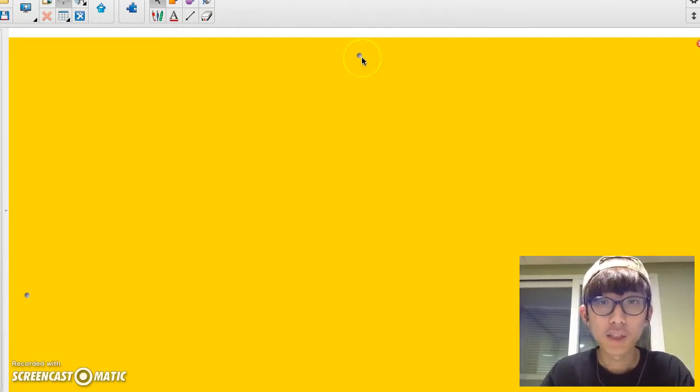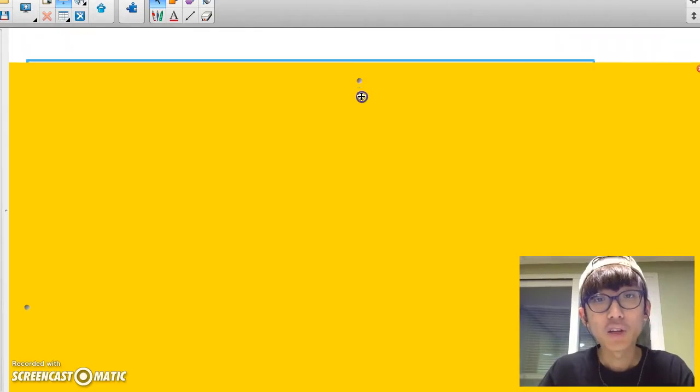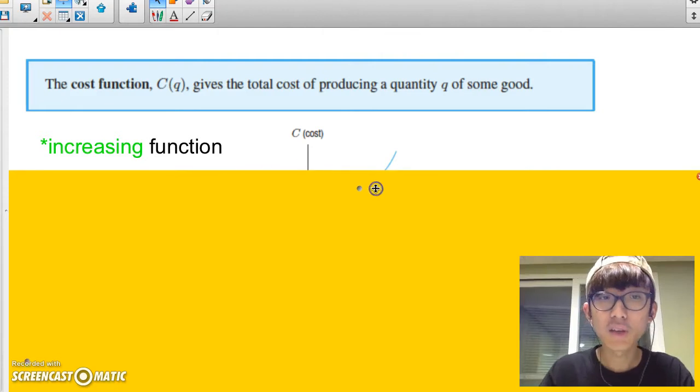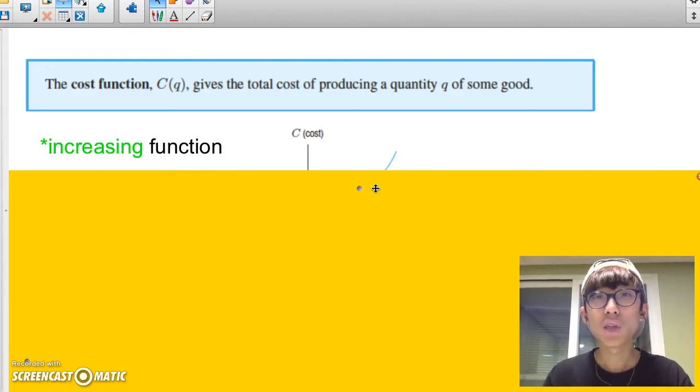Okay, so first let's talk about cost and revenue. The cost function is written as C of Q, and it's the total cost of producing a quantity Q of some good. From the firm's perspective, it's the total amount of money you need to produce a certain amount of goods. Of course, the cost function is an increasing function because you need more money to produce more quantity of goods. For instance, you need more money to produce 10 teddy bears than to produce 5 teddy bears or 2 teddy bears, and so forth.